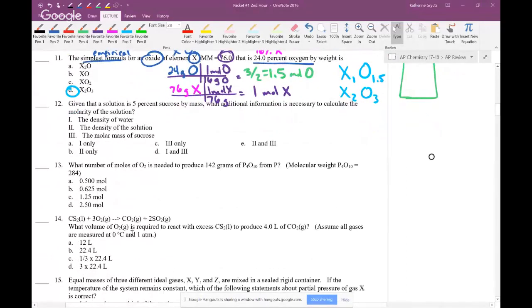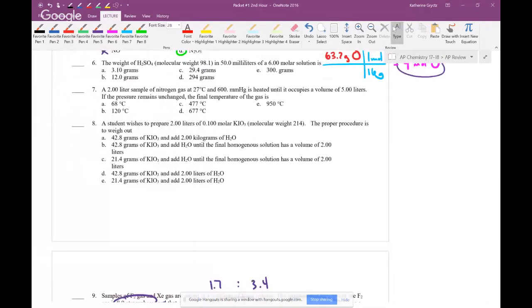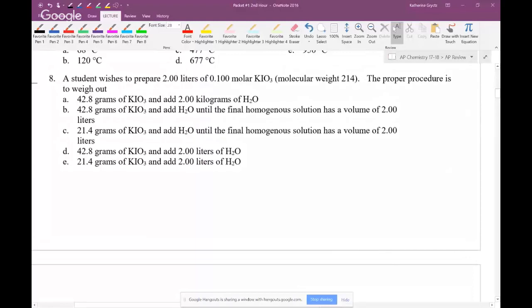Miss Harry, can you go over number 8, or did you guys already do that? I can do 8. We did not. Okay, yeah. This is a good question for lab stuff because you guys are so good at lab. Let's do that lab. So we want to make 2 liters of 0.1 molar KIO3. And how do you do it?